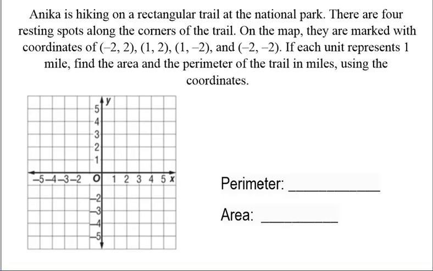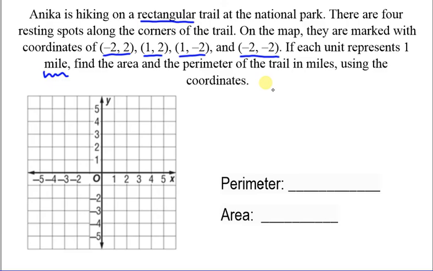Okay, now we have a word problem. Anika is hiking a rectangular, here's a hint, trail at the national park. There were 4 resting spots along the corners of the trail. On the map, they are marked with the coordinates (-2, 2), (1, 2), (1, -2), and (-2, -2). If each unit represents 1 mile, find the area and the perimeter of the trail in miles using the coordinates.